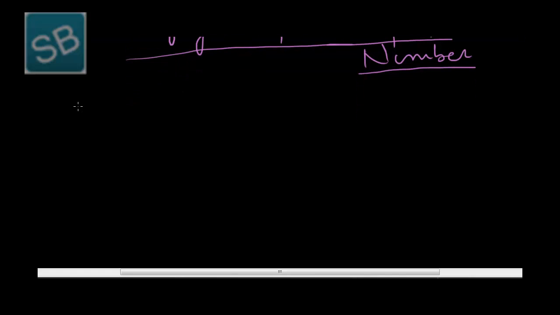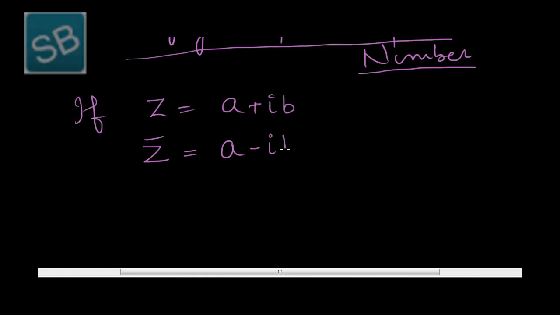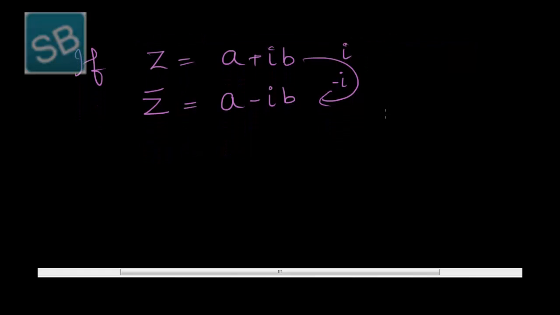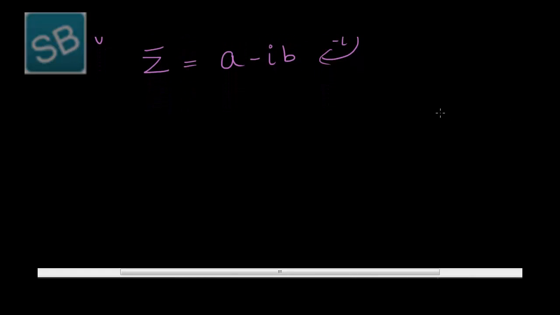So, if we have a complex number z is equal to a plus iota b, then the conjugate of z, that is z bar, is equal to a minus iota b, changing iota to minus iota. After changing iota to minus iota, we get a new complex number that is called the conjugate of the complex number. Now we will discuss some properties of the conjugate of a complex number.